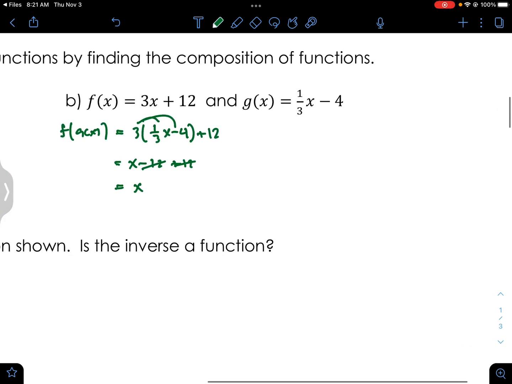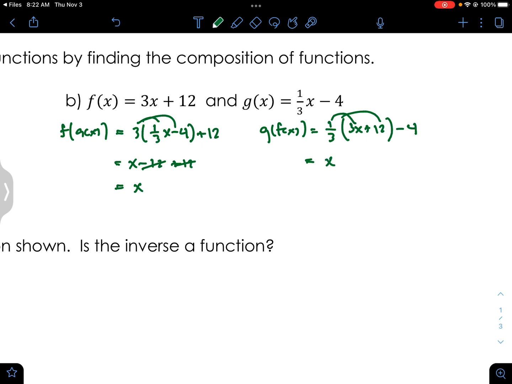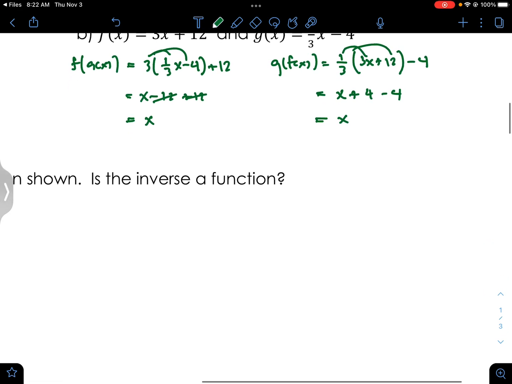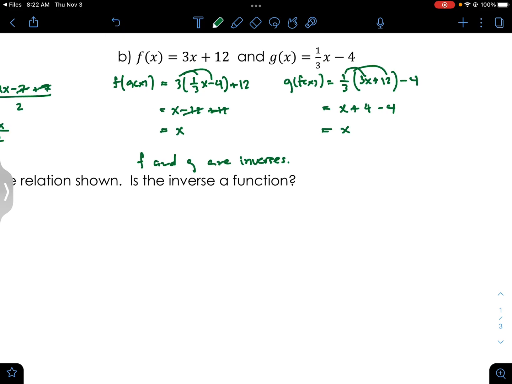Then you'd have to check g of f of x. So we'd have 1/3 times 3x plus 12 minus 4. You distribute that, you get x plus 4 minus 4. That's equal to x as well. And so we would know f and g are inverses. Again, if you got anything that was not equal to x, then you would know that they are not inverses of each other.